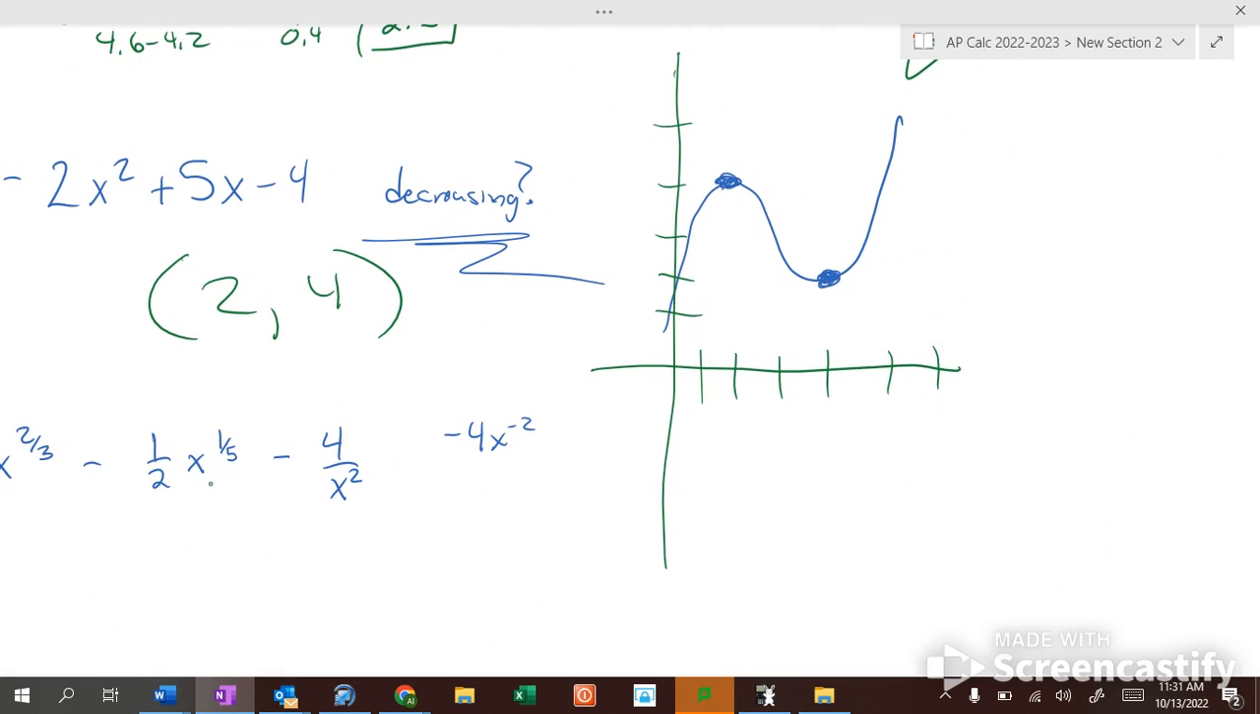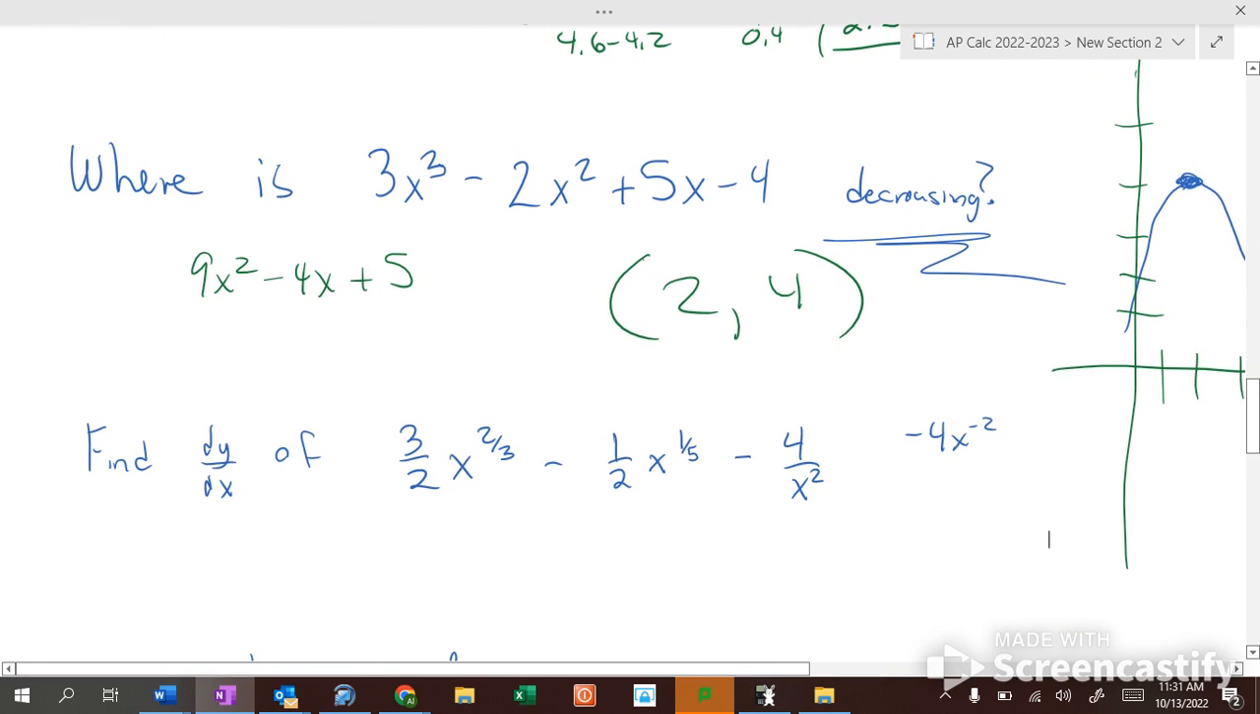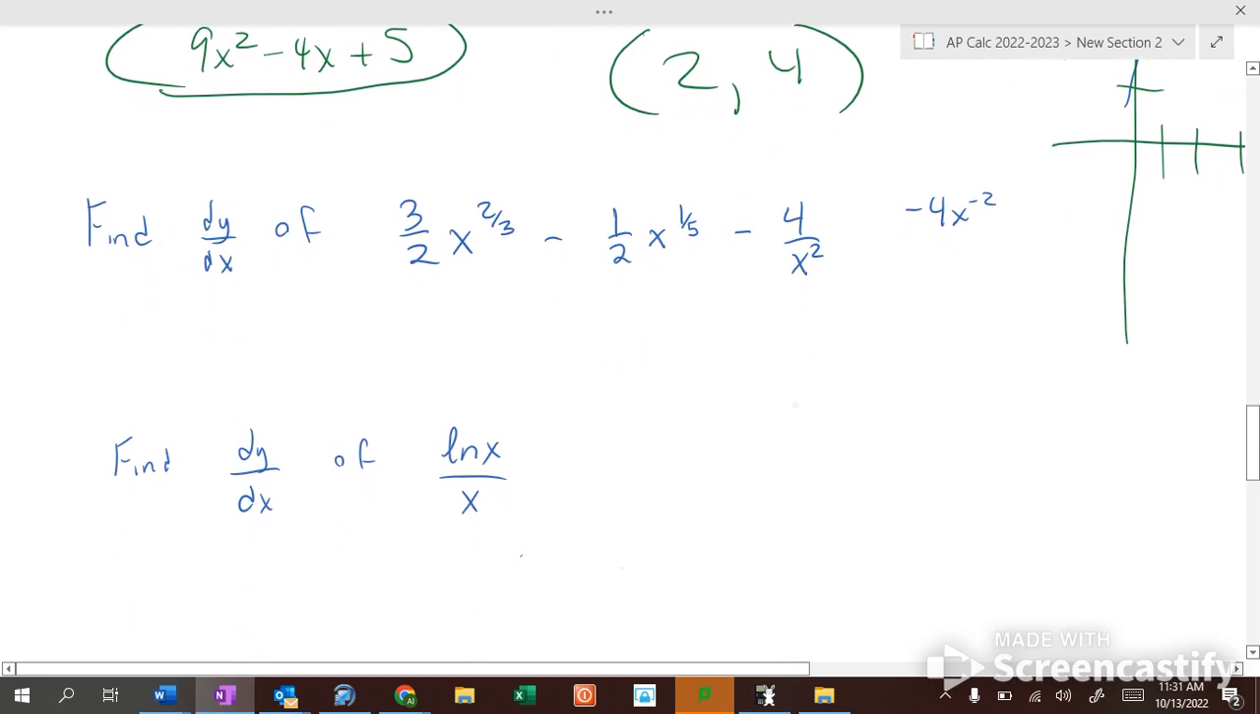If they give you a graph, you just have to figure out where it's decreasing. If they didn't give you a graph, find the first derivative and graph it. Wherever the first derivative is below the x-axis, wherever it's negative, the original function is decreasing, because the first derivative is a slope. Wherever it's above the x-axis, it's increasing. We'll talk more about slope and graphs in the future, but that's a good way of doing it.